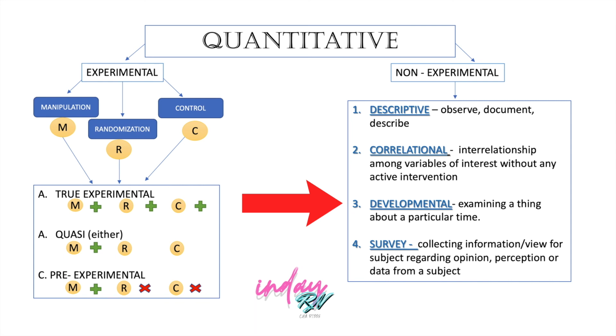Next one is the developmental. Here in the developmental non-experimental research, the researcher is examining a thing about a particular time. Remember the words particular time, because in this developmental, time is important. So an example here is that a researcher will study the perception of nursing students in nursing profession during COVID season. So our particular time here is during the COVID season. And the thing that we are examining here is the perception of nursing students in nursing profession.